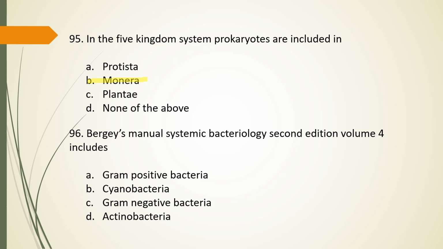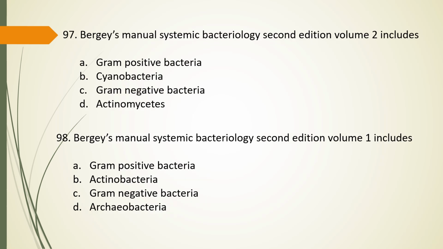Question number 96. Bergey's Manual of Systematic Bacteriology, 2nd edition, volume 4 includes option A gram-positive bacteria, B cyanobacteria, C gram-negative bacteria, D actinobacteria. The correct answer is option D actinobacteria. Question number 97. Bergey's Manual of Systematic Bacteriology, 2nd edition, volume 2 includes option A gram-positive bacteria, B cyanobacteria, C gram-negative bacteria, D actinomycetes. The correct answer is option C gram-negative bacteria.